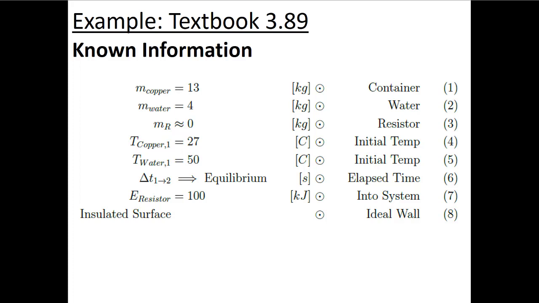We're told that the resistor adds 100 kilojoules of energy into the system. We're also told that the system is isolated or insulated from the rest of the universe. So in this case, we're going to assume that that insulation is perfect, which means the system is adiabatic. And if you get out your engineering decoder ring, that means that it's perfectly insulated and no heat is transferred between our system and the surroundings.